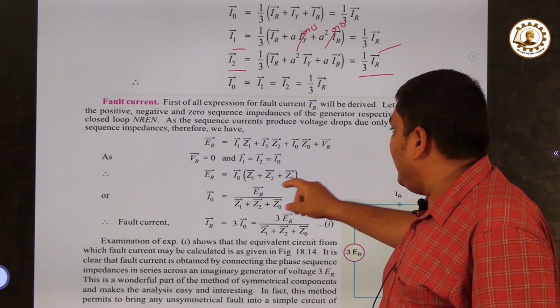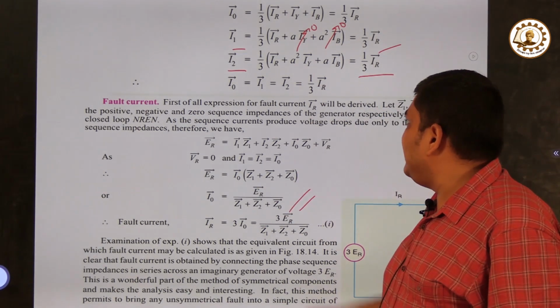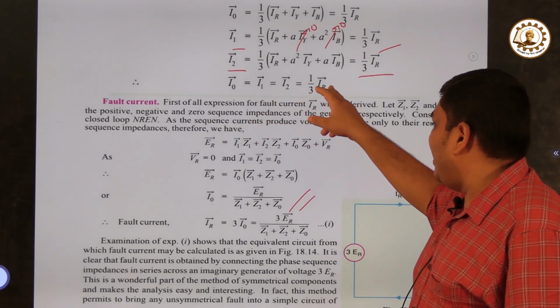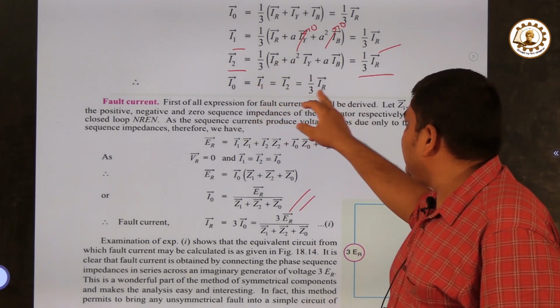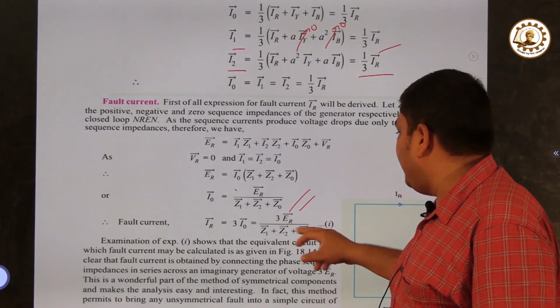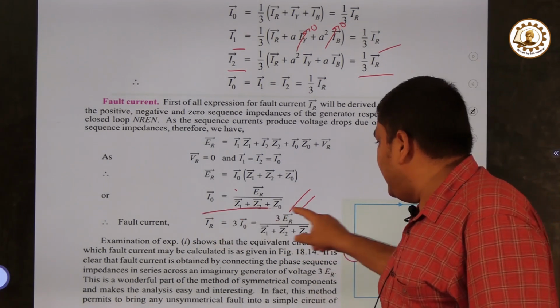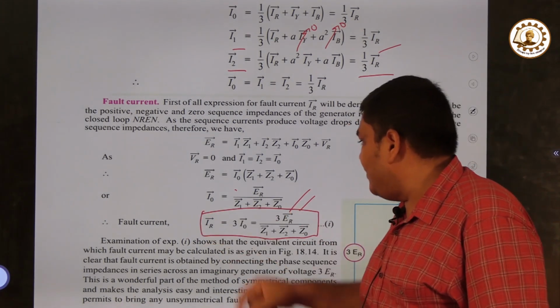Putting this value, you get the value of I0. Here you can see that I0 is equal to 1/3 of IR. Putting this, IR is equal to 3I0, that is 3ER divided by Z1 plus Z2 plus Z0. This is the final equation you have derived.